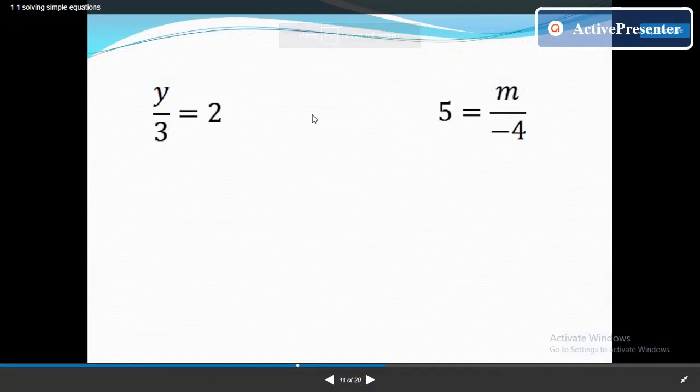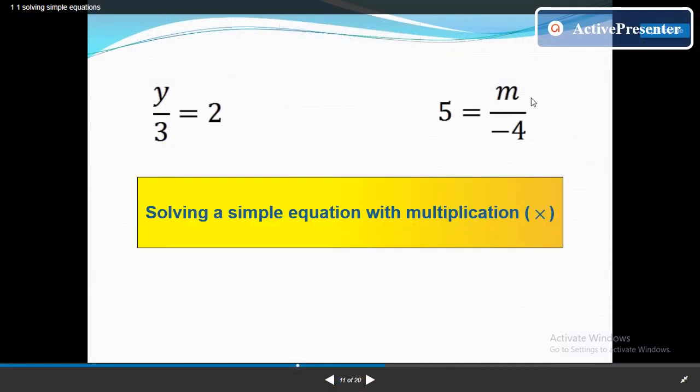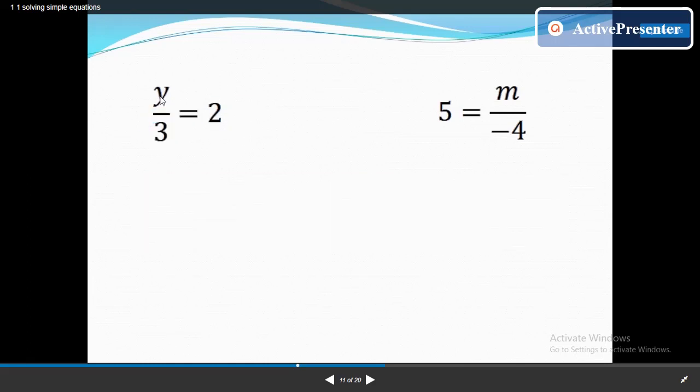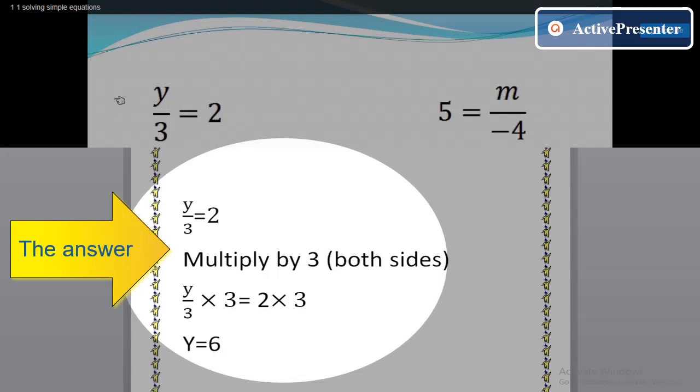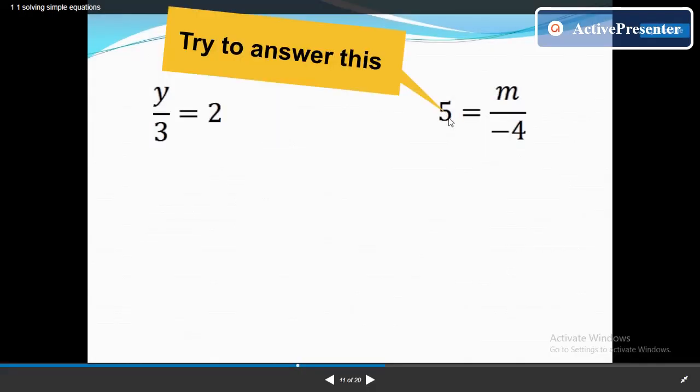Moving forward to an equation that has a division, a number dividing the variable, as you can see here: y over 3 equal to 2, and 5 equal to m over minus 4. Again, the same method, which is inverse operations. We have division here, so we have to multiply by the number that's connected to the variable. Remember, this bar means division. So we multiply both sides by 3. 3 multiplied by y over 3 is y, equal to 2 multiplied by 3. So the answer is 6.